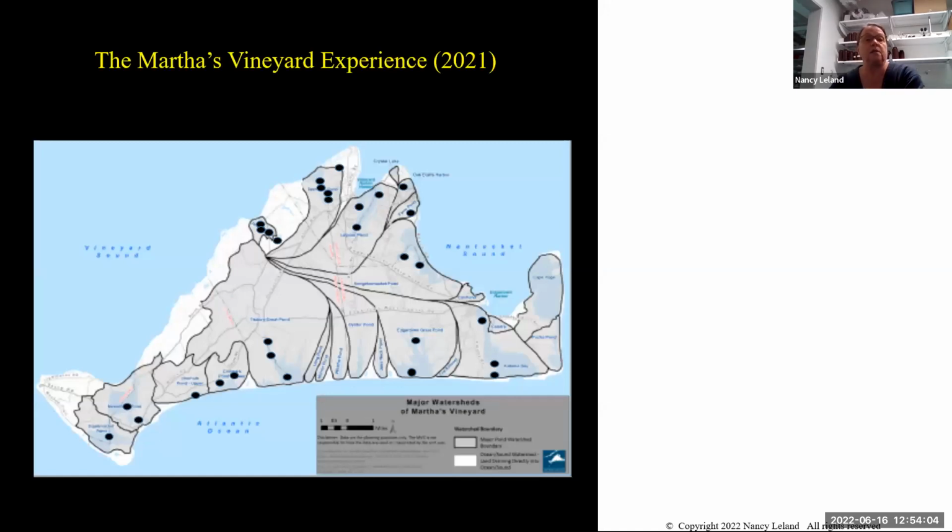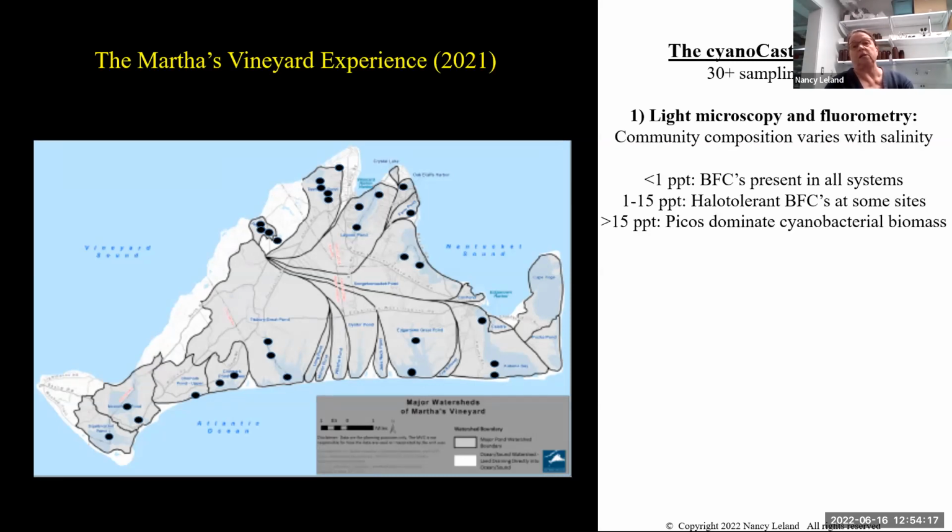So our work that we did in 2021 down at Martha's Vineyard in conjunction with Sherry and company at the Martha's Vineyard Commission, we did apply the cyanocasting model at over 30 sites across the island. We were using light microscopy and fluorometry. And one of the major findings was that we did see community composition varied with salinity, enough so that we could basically put them into 3 separate groups.